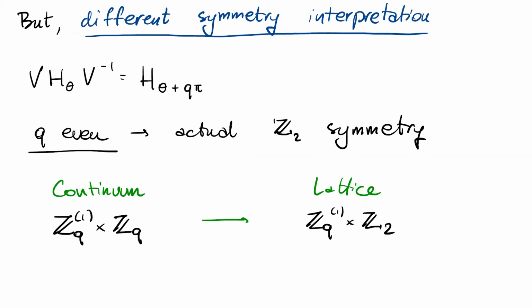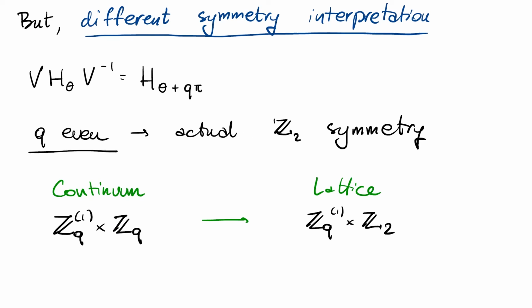So V, you remember, is the guy that does the shift by one site. If I have charge 1, then it shifts the theta angle by pi. If I have charge Q, it will shift the theta angle by Q pi. And the theta angle is identified with period 2 pi. So if I take even Q, this doesn't do anything to the Hamiltonian. So for even Q, we actually have a Z2 symmetry. It's not some anomalous symmetry. For even Q, we have something nice. So this is nice to think of because of the symmetry interpretation.